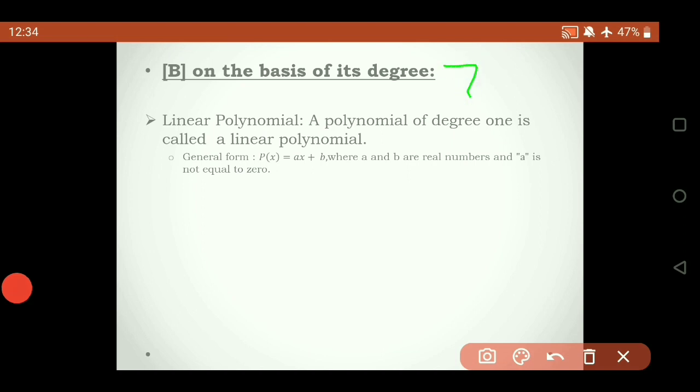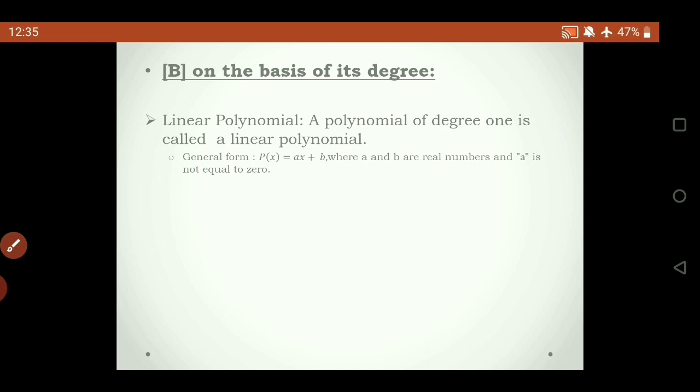For example, 7x plus 3 is a linear polynomial as the variable involved in it is x and the highest power of it is 1. So, it is a linear polynomial.